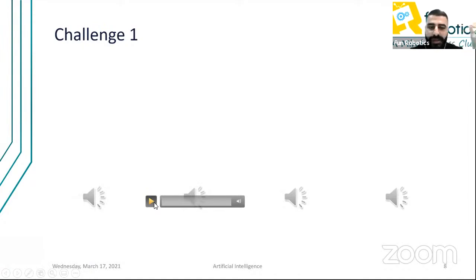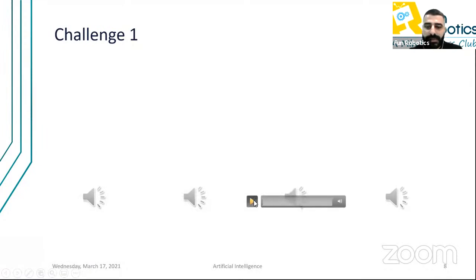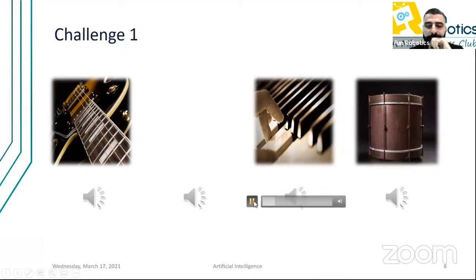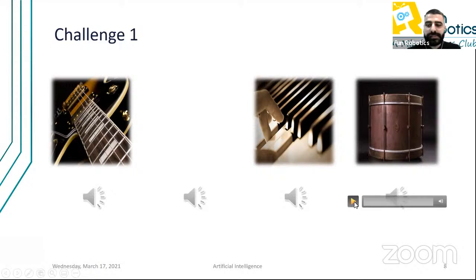Okay, so that was the first one. Quick guitar, someone playing the guitar. Let's go with the second one. All right, another guitar. Third one, I think that's a piano. Just let me make sure the volume is low. Okay. All right, sounds nice. Final one, drums.